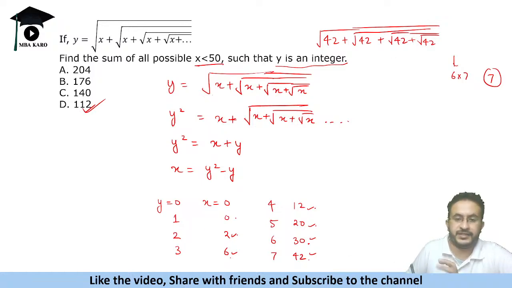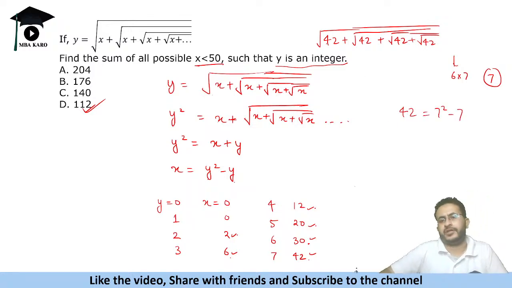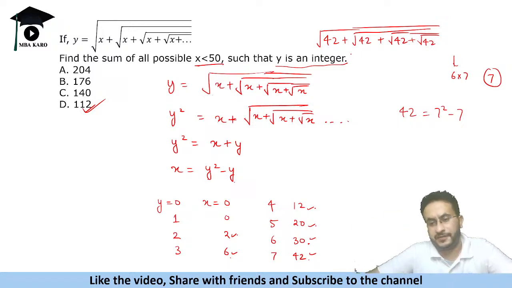ठीक है. कैसे हो जाएगा? इट इज सेइंग दैट y square minus y. ठीक है. 42 is 7 square minus 7. So like if you are given this expression you can straight away find the answer.